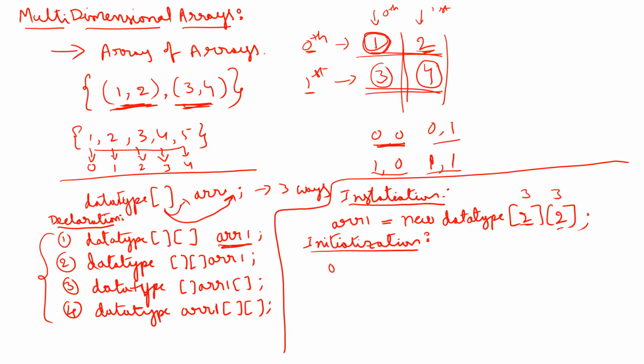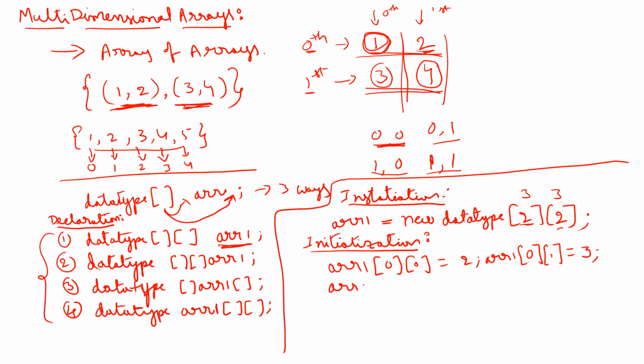So what we have to do is arr1 of 0, 0 equals 2. Similarly, arr1 of 0, 1 equals 3.